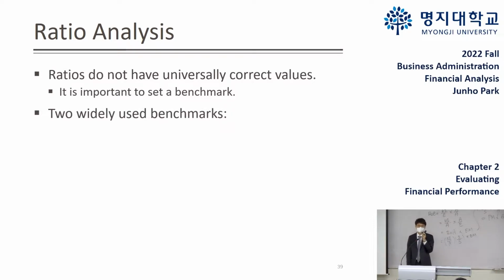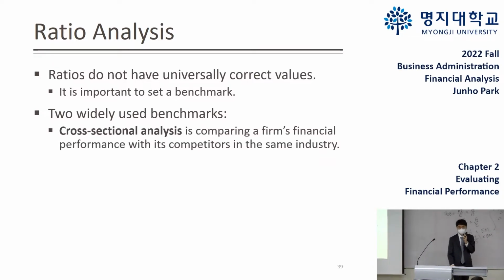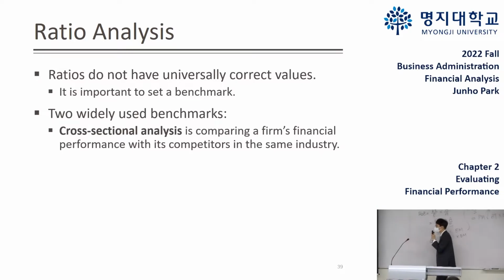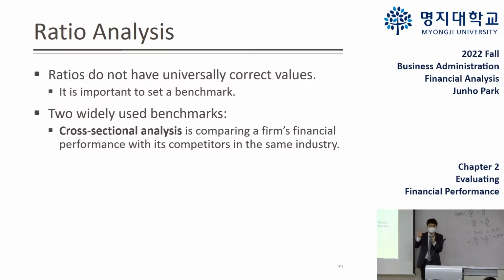And there are 2 kinds of approaches you can use. The first is called cross-sectional analysis. In cross-sectional analysis, you compare 2 or more companies in the same period. For example, you compare Apple, which produces iPhone, with Samsung Electronics, which produces Galaxy smartphone. And then you have to compare them for the same year so that they had similar conditions otherwise.